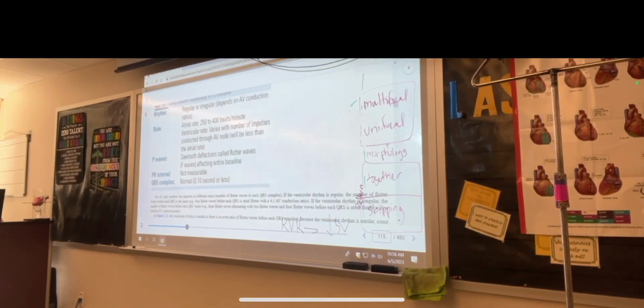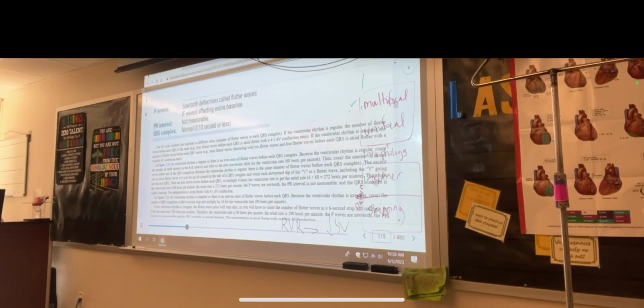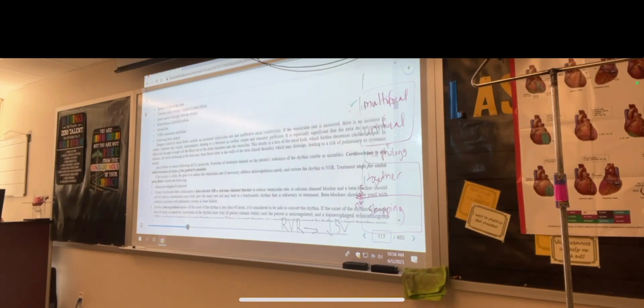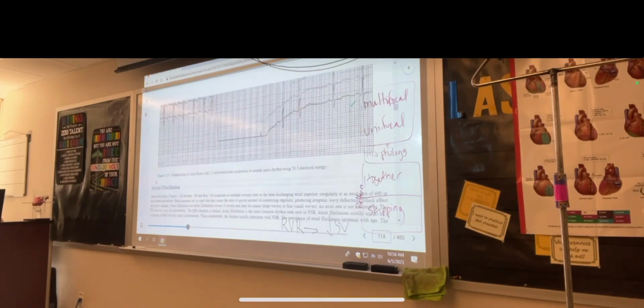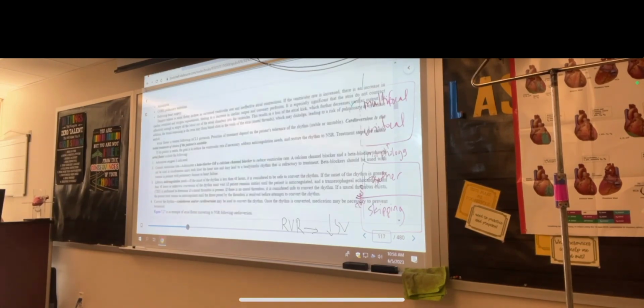400 sawtooth. There's no PR interval because they don't have P waves, so you don't measure the PR interval. So it'd be 0 on the Huff book. That's cardioversion and then atrial fib.